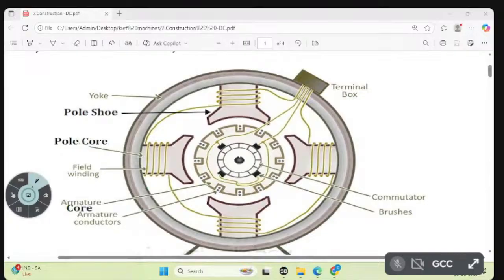Okay, actually this is the pole. Up to here it is a pole.